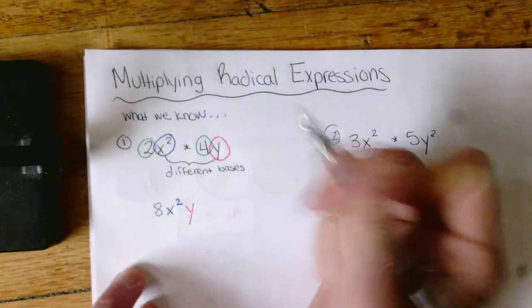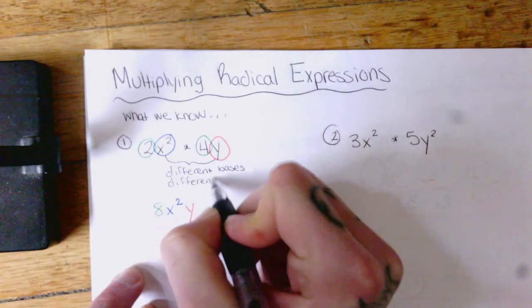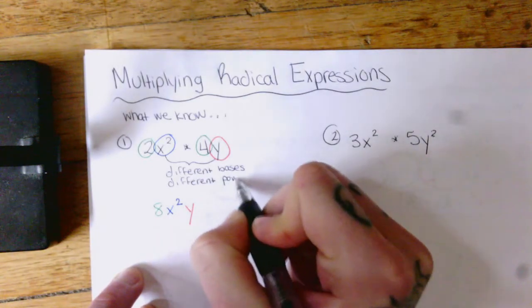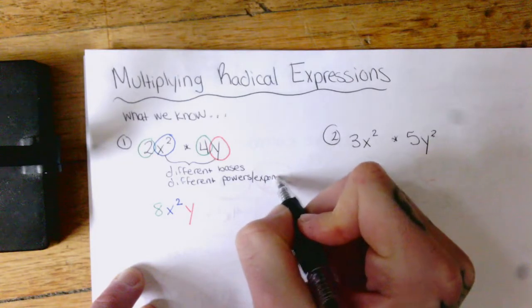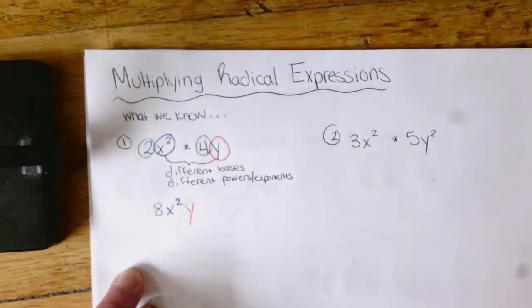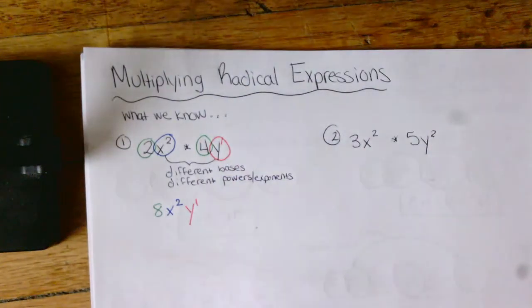You'll also notice they have different powers. Exponents. Okay, so this y, we could say has an exponent of 1.